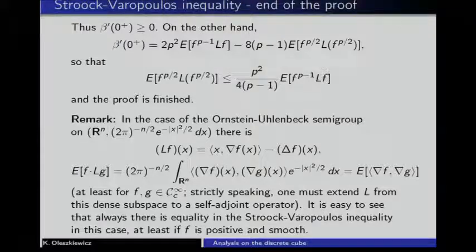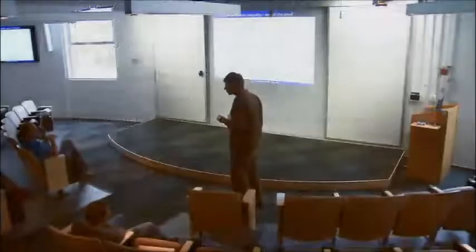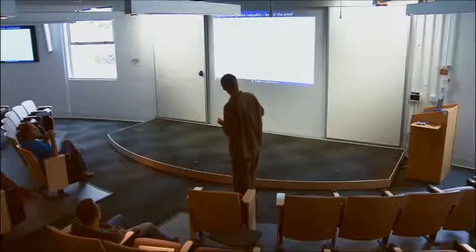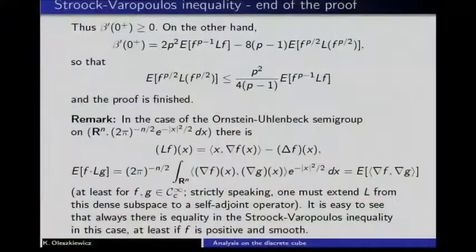Just to understand, on the cube, the extremal cases, are they symmetric functions? Well, if you want to get close to equality in the inequality on the cube, you can emulate the Ornstein-Uhlenbeck thing on the cube by taking symmetric functions. You can get as close as you want to the equality case just by taking symmetric functions. Okay, so for the Ornstein-Uhlenbeck, what are the extremal cases there? For the Stroock-Varopoulos, if you plug it in, you will see that you have equality for all. Oh, it's an identity. Yeah.